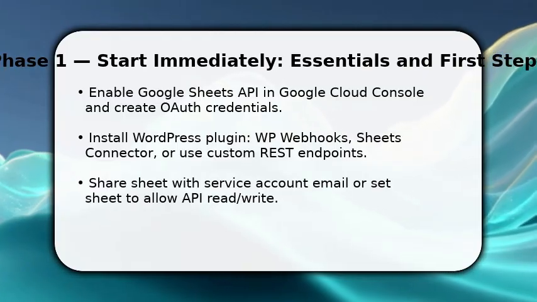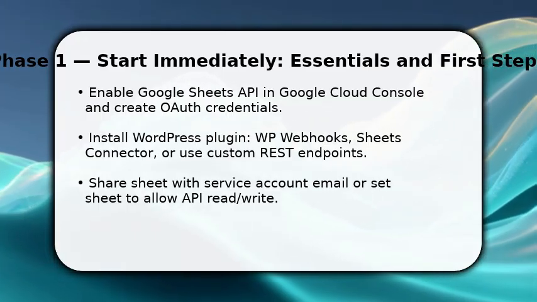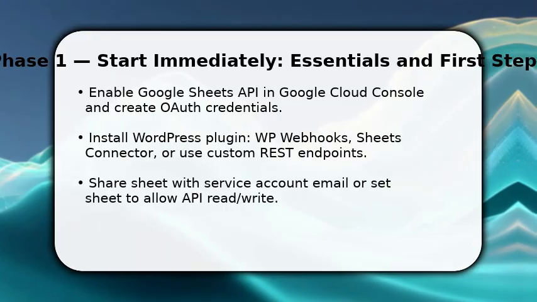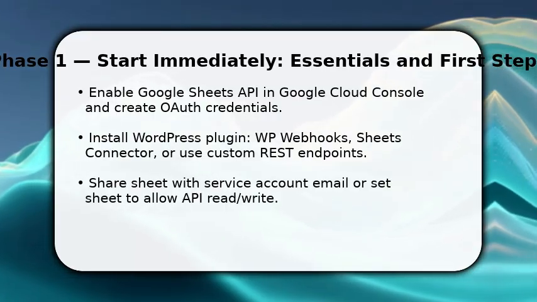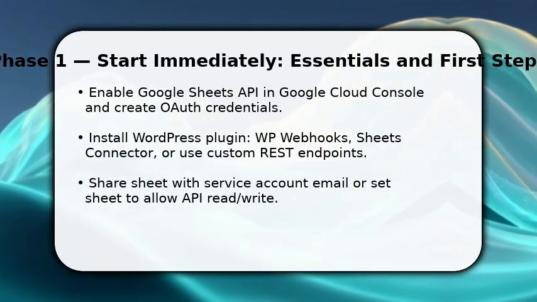You begin by enabling the Google Sheets API and creating OAuth credentials. Make sure you download the JSON key. Once done, install a WordPress integration plugin or plan a custom REST endpoint. This defines how data moves.